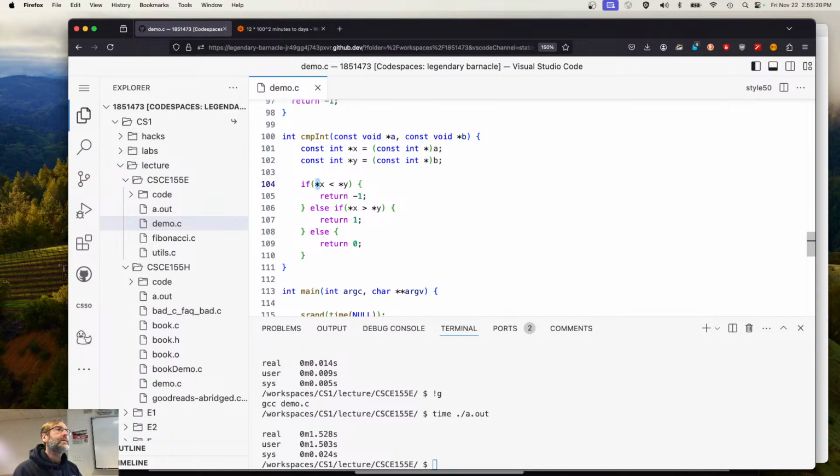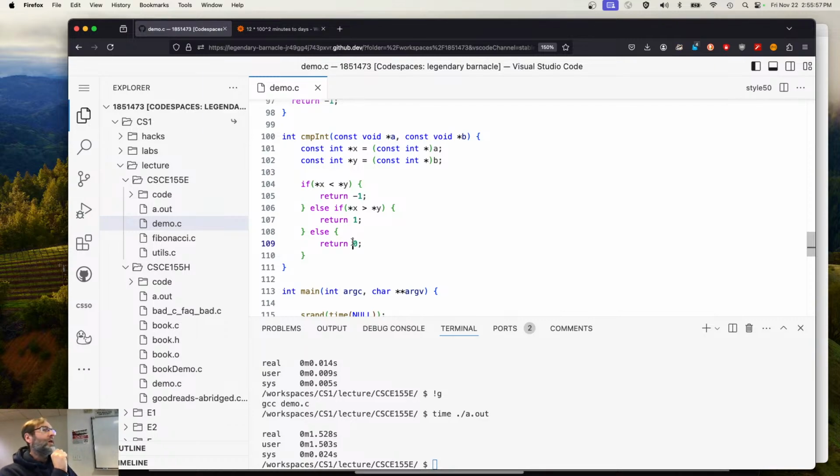What is that doing to x? What type of variable is x? Is it just a regular old integer? No, it's an integer pointer. I want to look at the value stored in x, so I dereference it. I want to look at the value stored in y, so I dereference it. Once I've dereferenced them, now I've got that 42 and 72 value. If 42 is less than 72, I return something negative. Right? If it's just the opposite and 72 is greater than 42, then I return something positive. Otherwise, what's the only other case? They're equal. And if they're equal, I return 0.